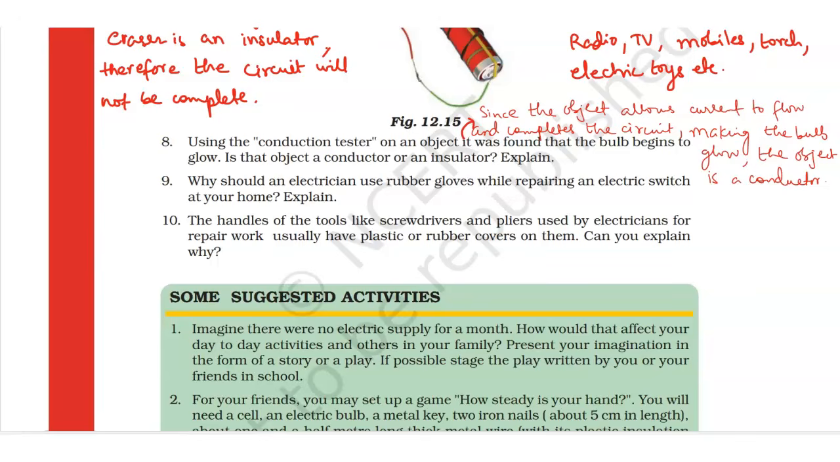Why should an electrician use rubber gloves while repairing an electric switch at your home? Obviously, students, when they are repairing an electrical switch, they are dealing with copper wires, and copper wires are a great conductor of electricity, and they are all live wires carrying a lot of current. And the human body is also a good conductor of electricity, so those electricians may get shocked. Whereas rubber is an insulator. So to prevent themselves from electric shock, the electrician uses rubber gloves while repairing. Is it clear? So why are they using the rubber gloves?